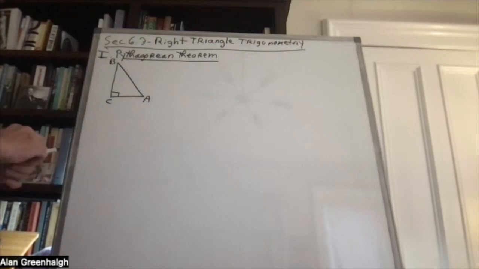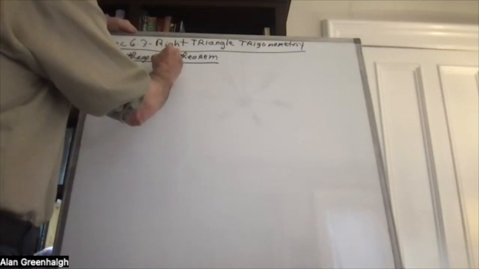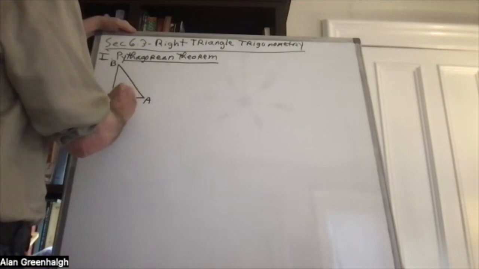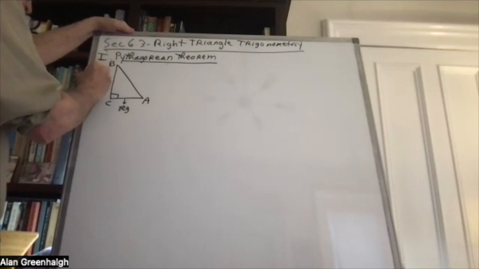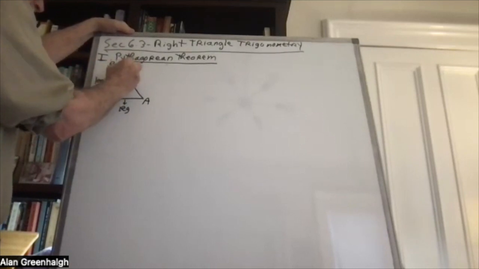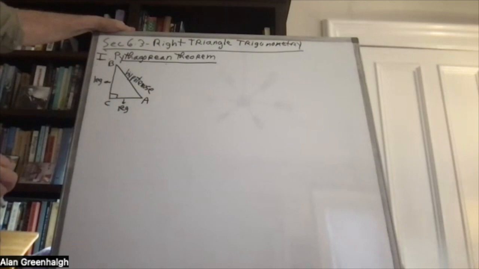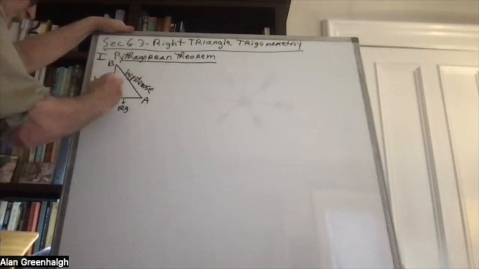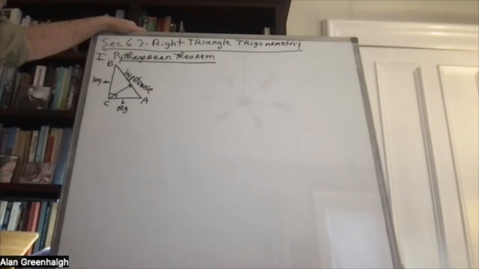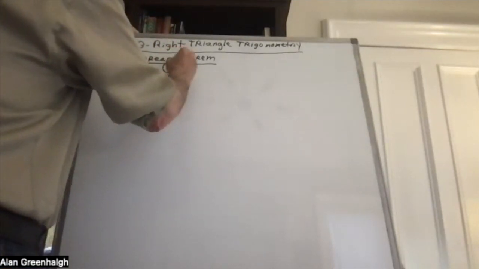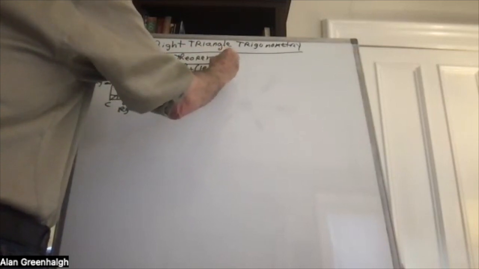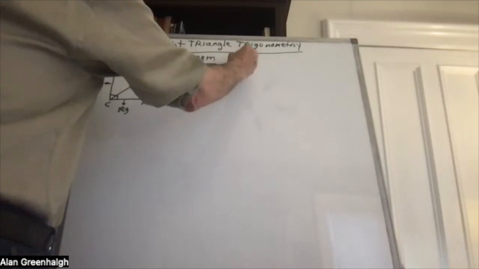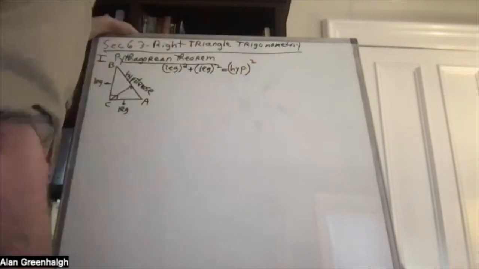And the Pythagorean theorem basically tells us that this side is called a leg, this side is called a leg, and this side is called the hypotenuse. You always know the hypotenuse because it's the line opposite the right angle. The Pythagorean theorem states that the leg squared plus the other leg squared is equal to the hypotenuse squared.